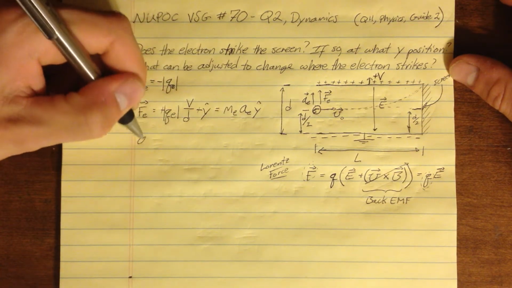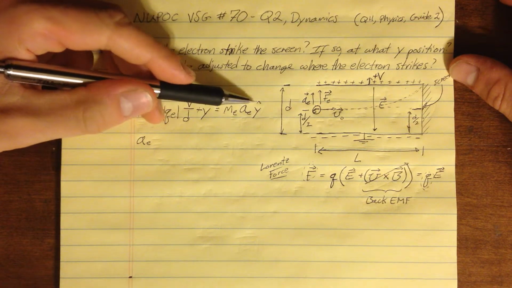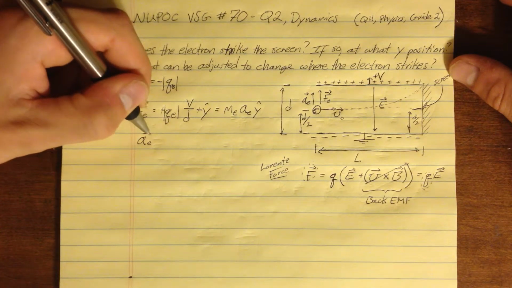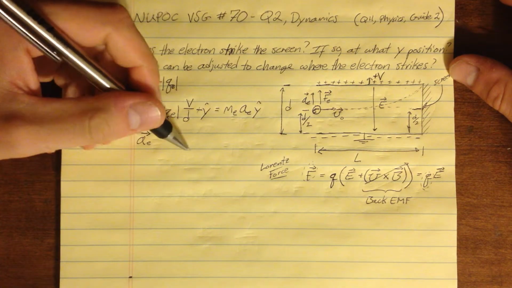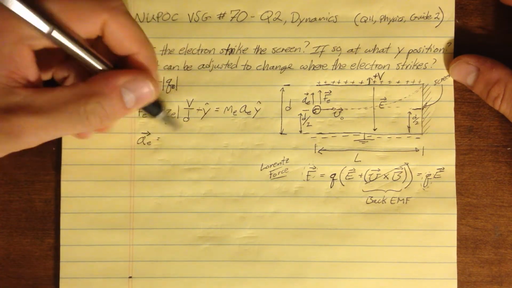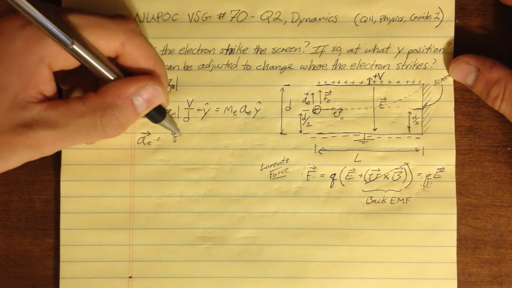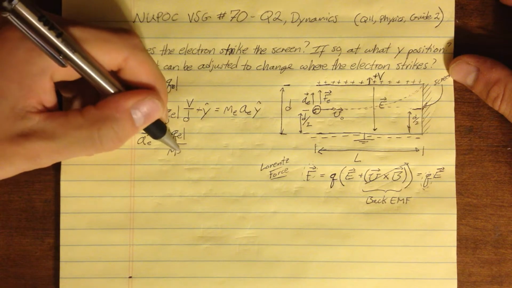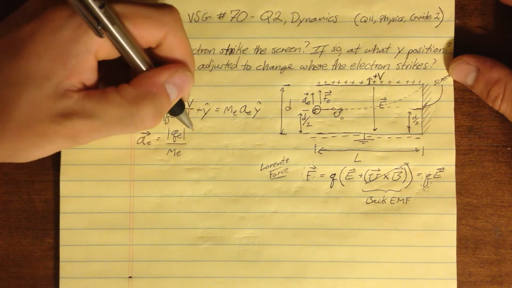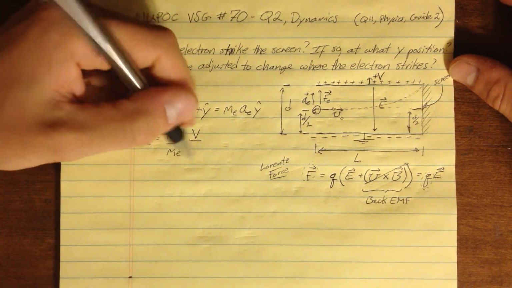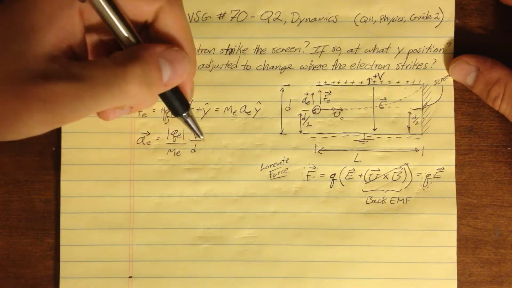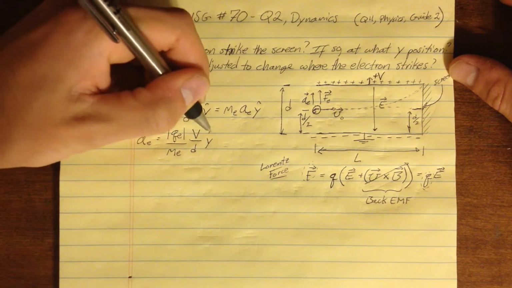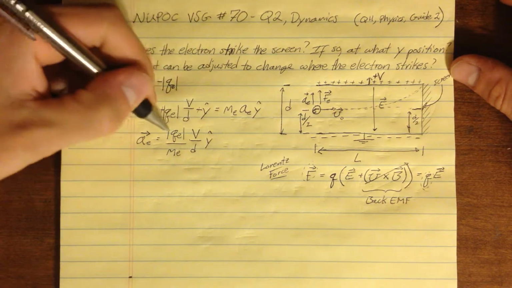So we can say that ae, and I'm going to put the ae and the y hat together and just call that our ae vector, which is in the y hat direction, equals the magnitude of the charge of the electron divided by the mass of the electron times the voltage between the two plates divided by the distance between the two plates, and it is in the y hat direction.